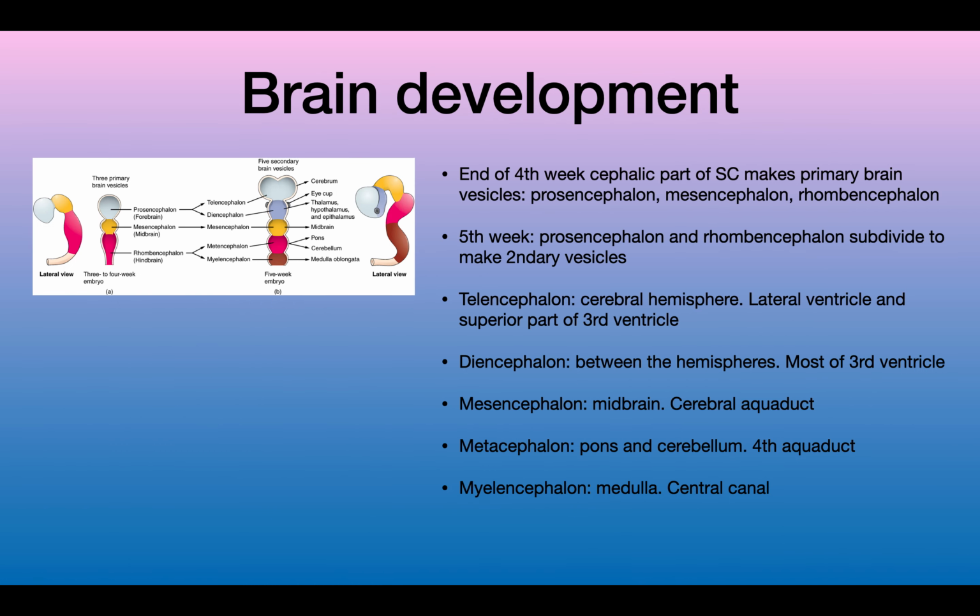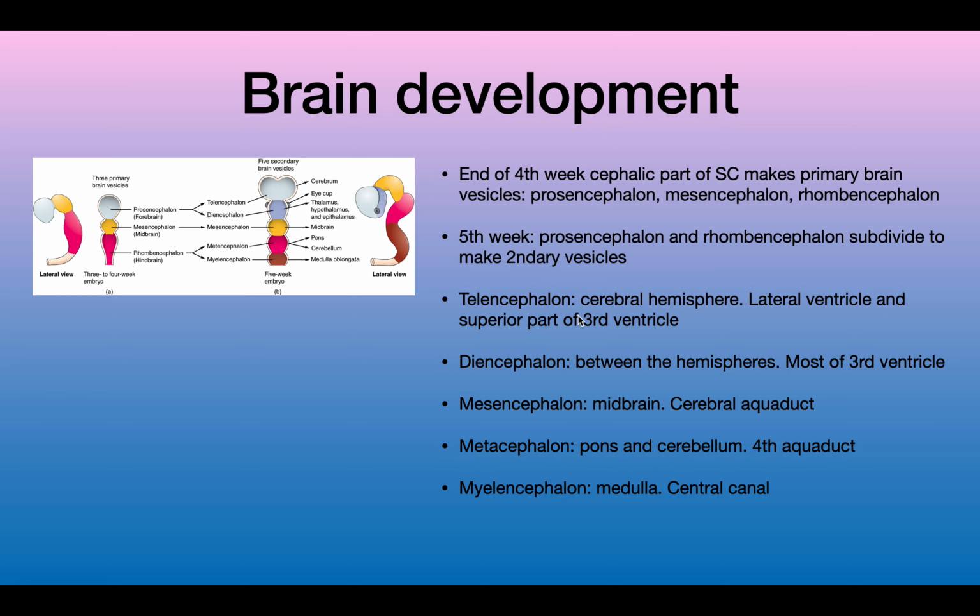Okay, so how does the brain develop? At the end of the 4th week, the cephalic part of the spinal cord will make the primary brain vesicles, and that is going to be the prosencephalon, mesencephalon, and rhombencephalon. In the 5th week, the prosencephalon and the rhombencephalon will subdivide to make the secondary vesicles.